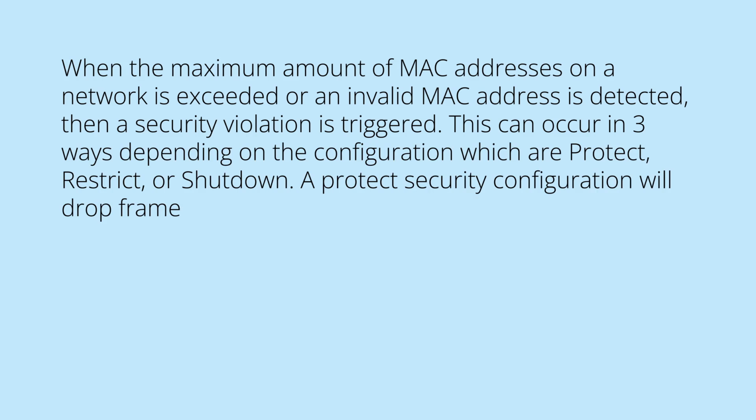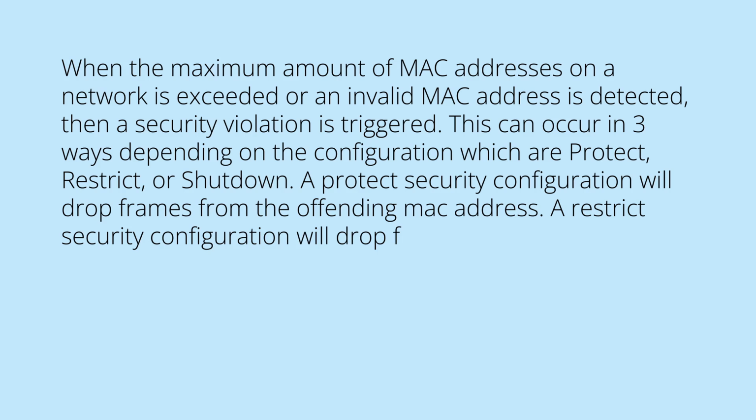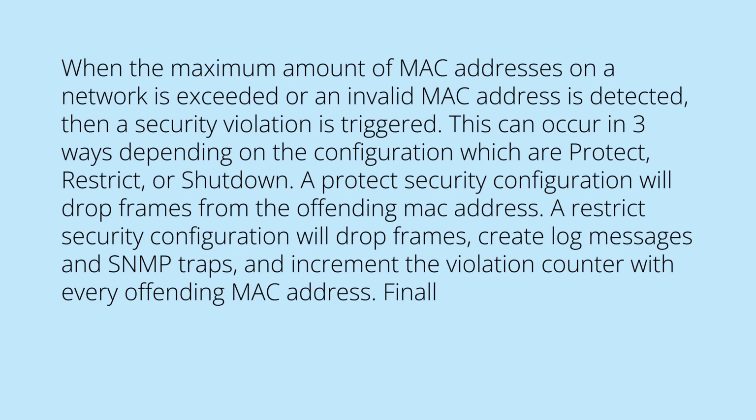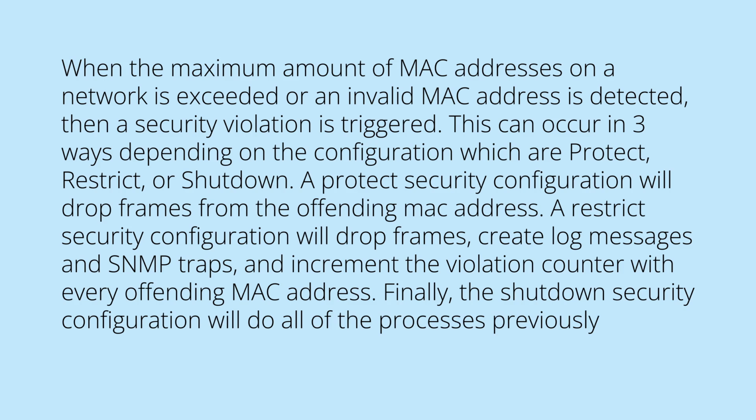A protect security configuration will drop frames from the offending MAC address. A restrict security configuration will also drop frames, but will also create log messages and SNMP traps and increment the violation counter with every offending MAC address. Finally, the shutdown security configuration will also do all of these processes that were previously listed, but will also shut down the port.